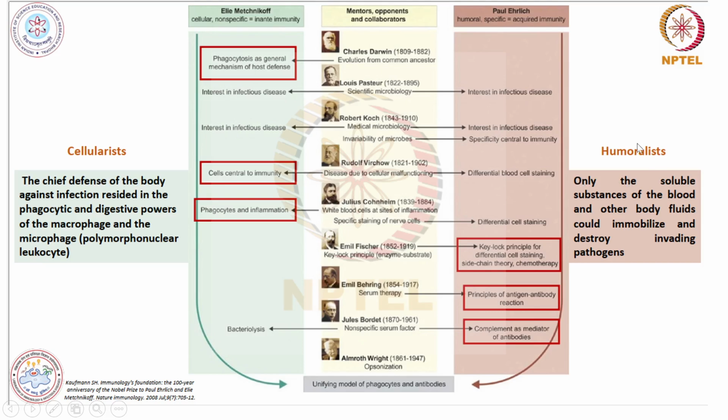But there are some scientists, the humoralists, who say that only the soluble substances of the blood and other body fluids could immobilize and destroy invading pathogens. They say there are soluble substances like antibodies and complement proteins found in the blood that help us prevent infection. So there are some humoralists and some cellularists.